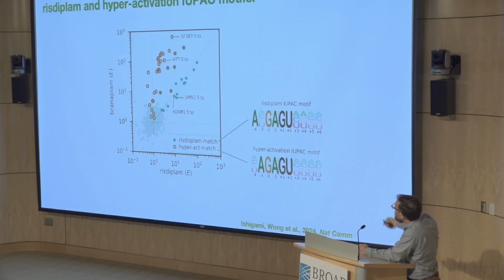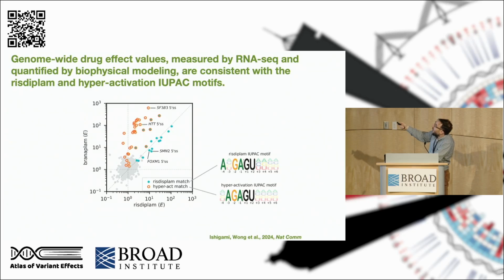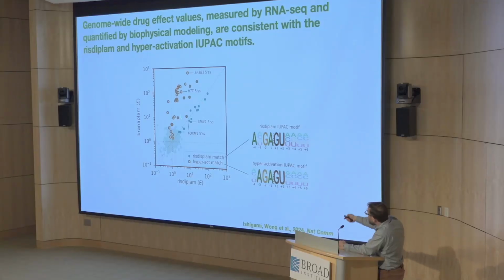This two-motif observation was also consistent with genome-wide drug effect values that we measured by biophysically modeling RNA-seq data. What we found was that basically all the 5' splice sites activated by risdiplam matched the risdiplam IUPAC motif, but the 5' splice sites activated by branaplam matched either the risdiplam IUPAC motif or this hyperactivation motif, or some of them matched both.